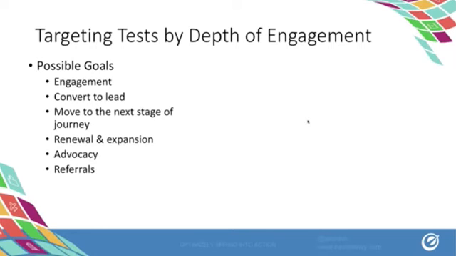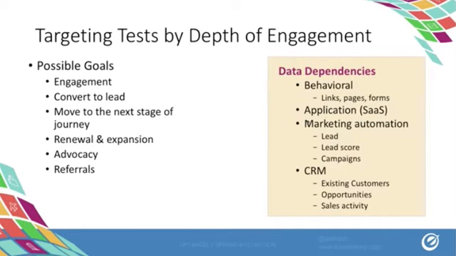So to be able to target by the particular stage in the customer journey, obviously you're going to introduce a data dependency into the equation. That's bringing data to your optimization platform to be able to test and isolate by the user stage in that customer journey. That data can be behavioral. It can be the activity that they do on the site. If you have a SaaS platform, you can integrate in your actual application data after the user has authenticated. And then marketing automation or CRM data, integrating that in, using that in your A/B testing can be very effective to target by the depth of engagement.